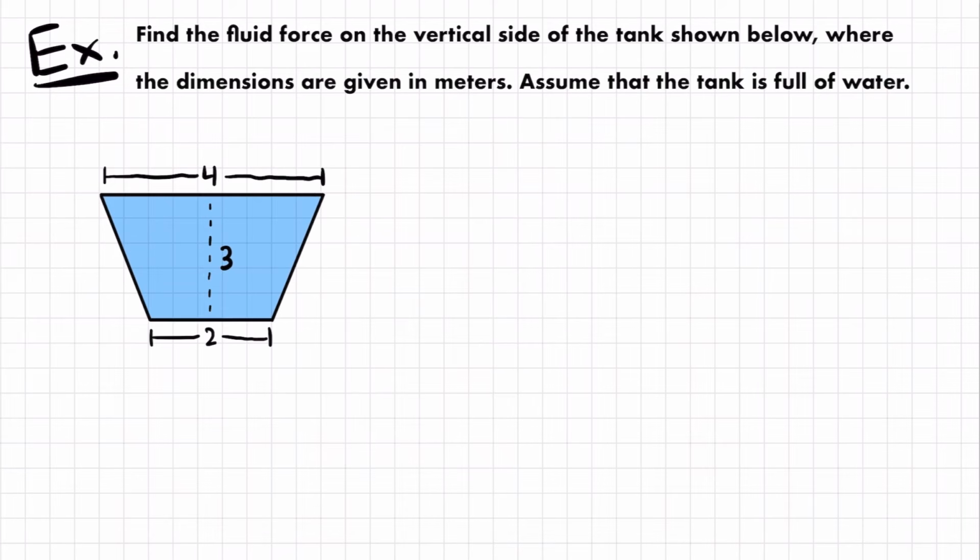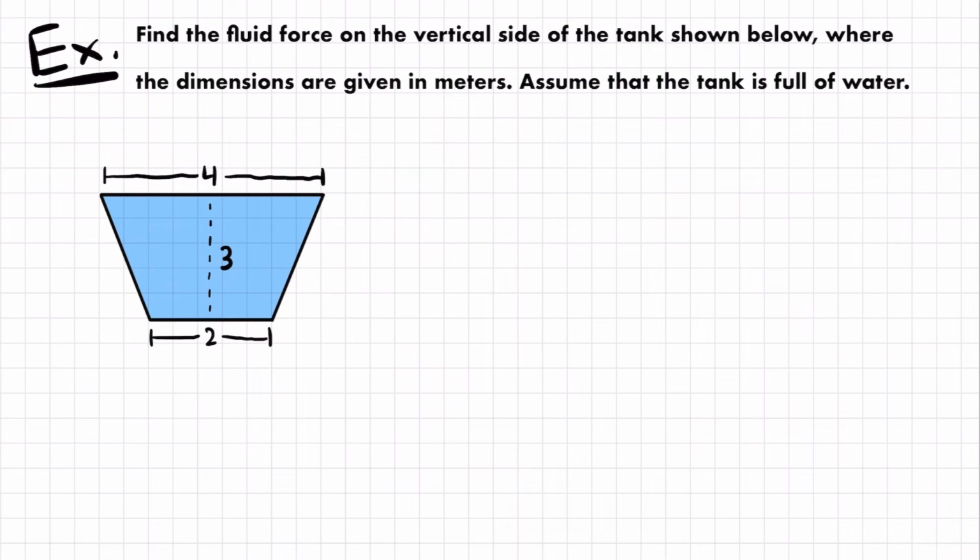Alright, and so the first thing that we want to do here is set up a coordinate system that is going to allow us to set up a definite integral to calculate the fluid force on this side of the tank. Alright, and so I want you to notice something before we even place down any axes. Note that the length of this trapezoid is not going to be constant, right? The length at the bottom is 2 and the length at the top is 4. And so when we are choosing representative rectangles between the range of values for the depth of the water in this tank, the length of those rectangles is going to change.